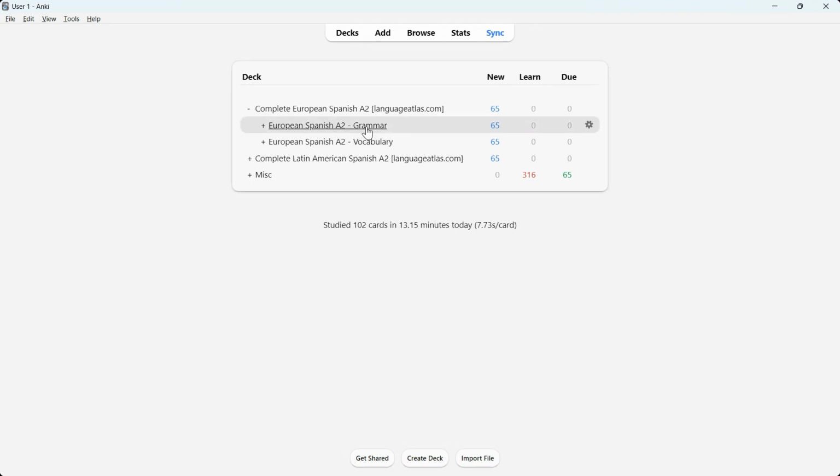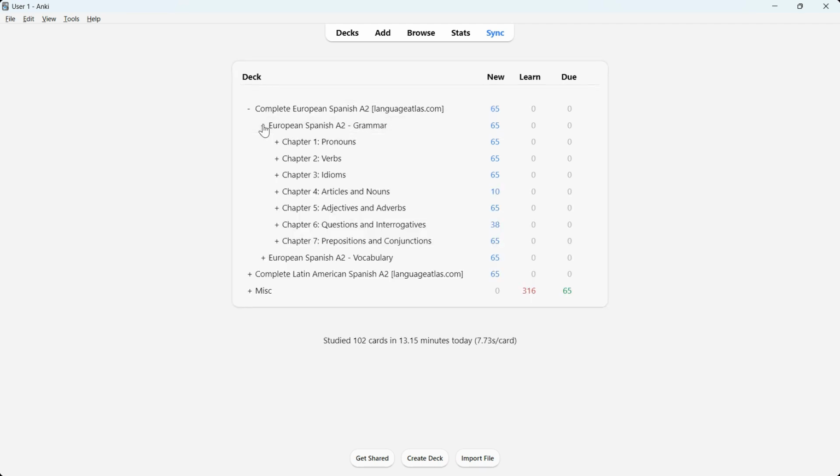We have the European Spanish A2 Grammar and the European Spanish A2 Vocabulary. Of course, as you know, language is a combination of both grammar and vocabulary. I'll begin by showing you the grammar one. You can see that there are seven chapters inside it. Pronouns, verbs, idioms, articles and nouns, adjectives and adverbs, questions and interrogatives, and prepositions and conjunctions.